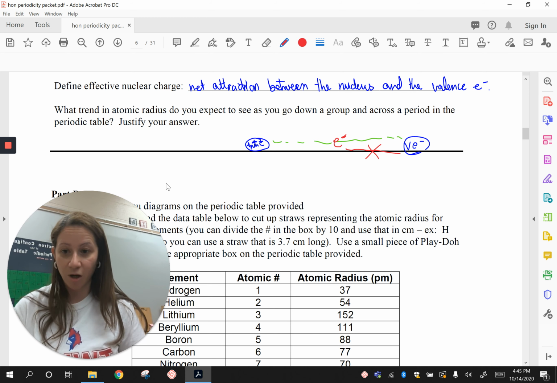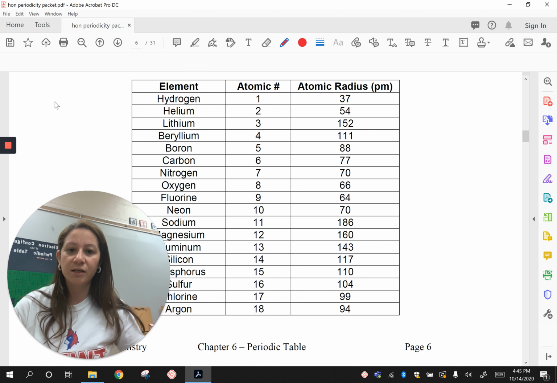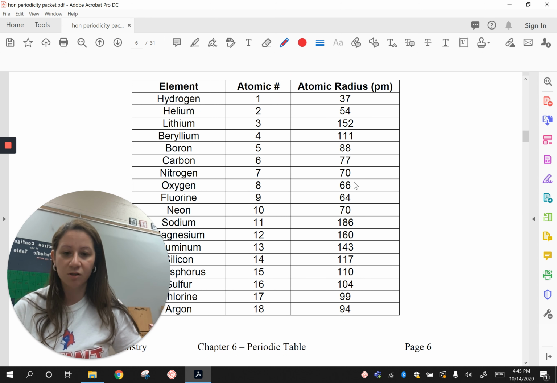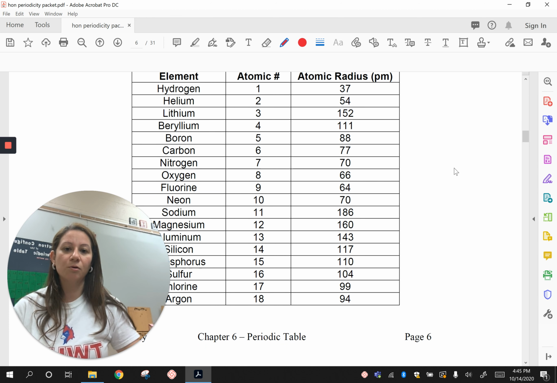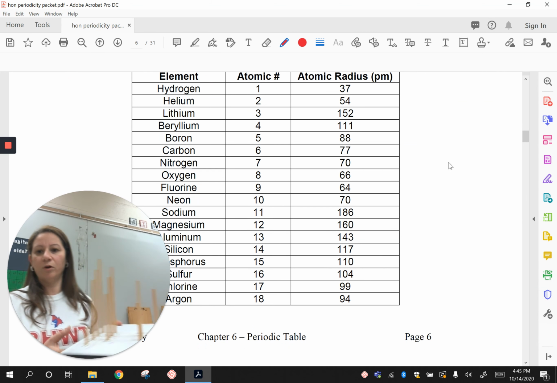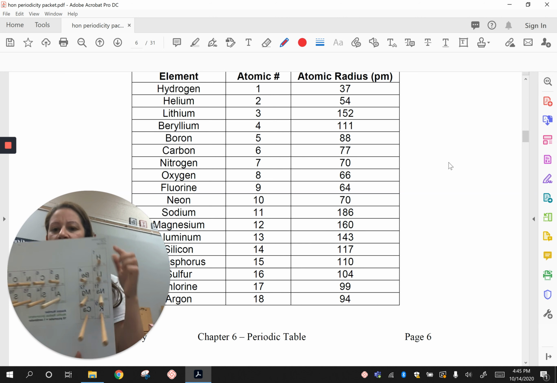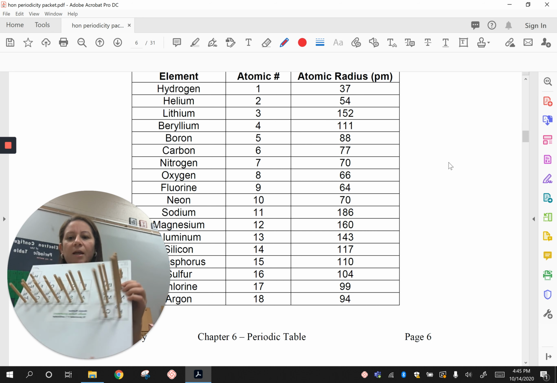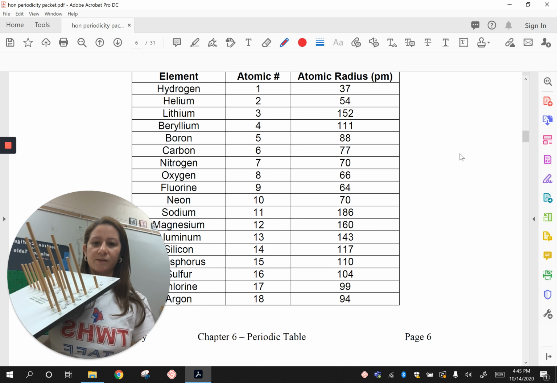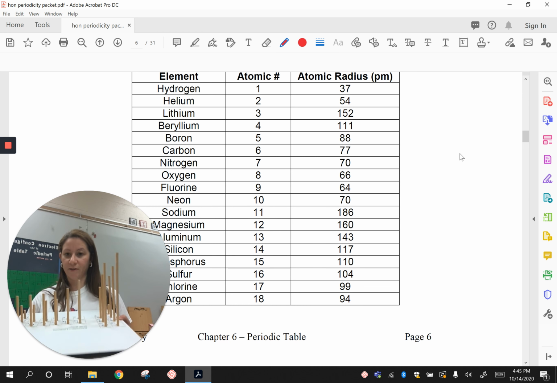So let's look at what really happens to the atomic size or the atomic radius. This is a data table that shows you the atomic radius in picometers for the different elements here. Maybe it tells you here to build this model with straws. I built my model with wood, but it's the same thing. Here are my different elements, and based on that atomic radius, I built this model. Let's see what we notice, what the real trend is.